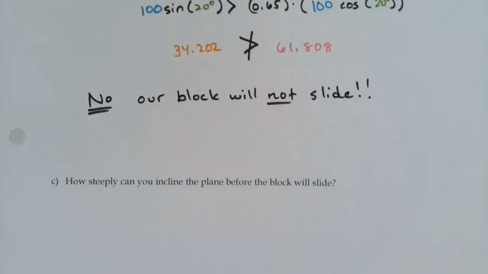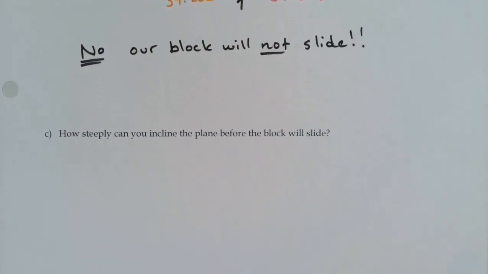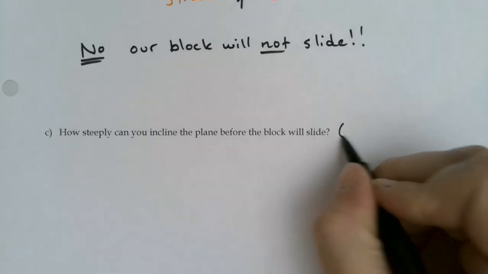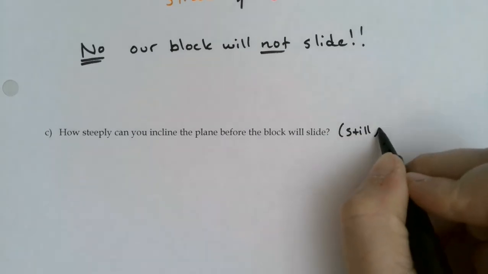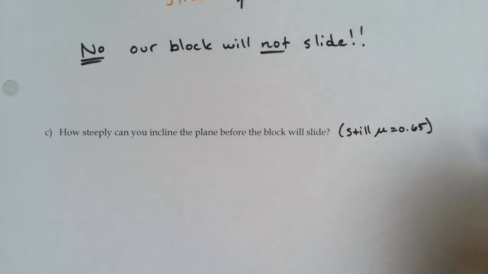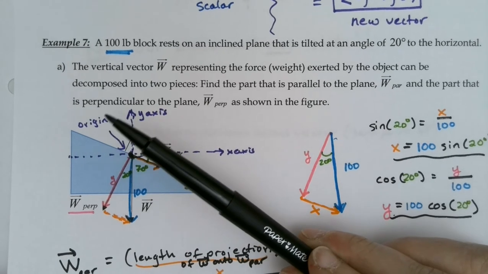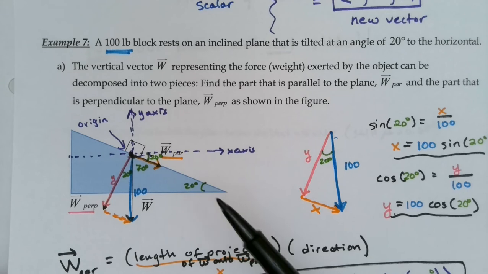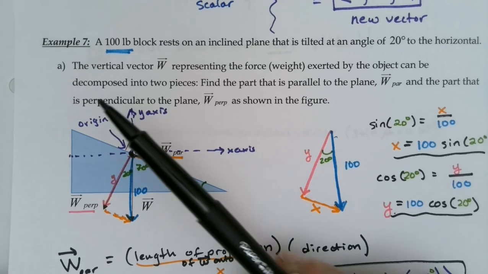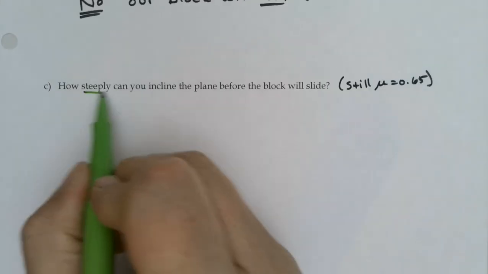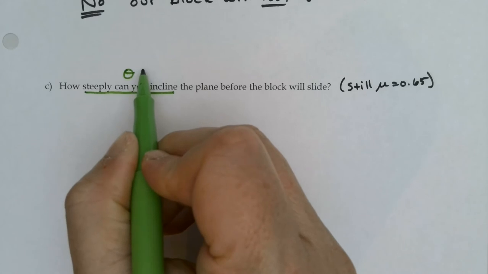All right, so how steeply could we make this, still with mu equal to 0.65? How much of an angle could we tilt it to? Instead of an angle of 20 degrees, suppose we cranked the ramp up. It'll eventually overcome the coefficient of friction and start sliding down. So we want to know how large an angle we can go to. How steeply can we incline? What could theta go to?